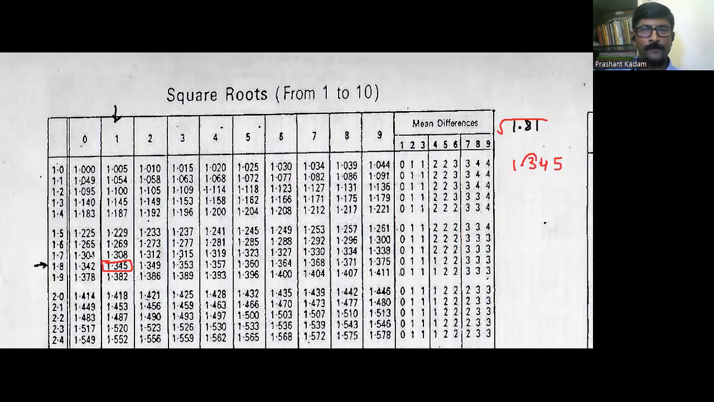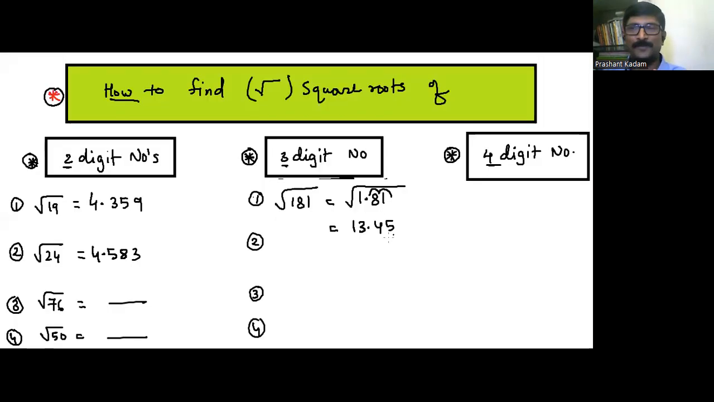So it will become 13.45. Let me repeat the entire procedure once again. Square root of 181 we were supposed to find. We shifted 2 decimals behind and found the answer is 1.345, and then we multiplied it by 10, so it became 13.45. Why did we do that? Because we don't have the square root table of 100 to 1000 numbers. We have only 2 square root tables, which are 1 to 10 and 10 to 100.